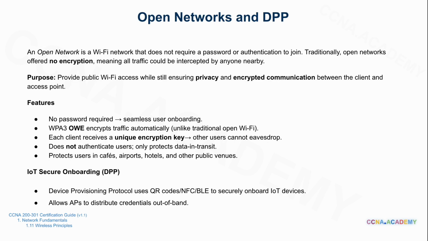Open networks allow users to connect without a password, but traditionally this meant no encryption at all. With WPA3, OWE adds automatic encryption, so each client gets a unique key, preventing other users on the same network from eavesdropping. It still doesn't authenticate the user, but it protects the data in transit in places like cafes and airports. For IoT devices, DPP simplifies secure onboarding by using QR codes or NFC to deliver credentials out of band, making enrollment easier and more secure.